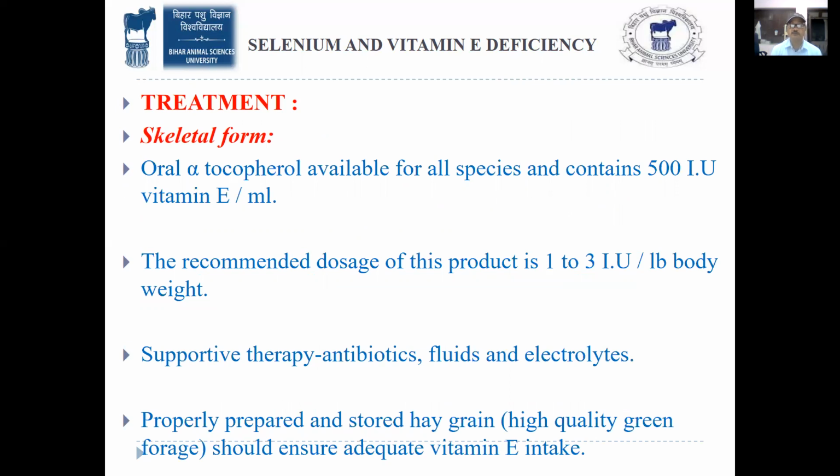Skeletal forms can be treated with oral alpha tocopherol, which is now available for all species and contains 500 international units of vitamin E per ml. The recommended dose of this product is 1 to 3 international units per pound of body weight. Supportive therapy with antibiotics for secondary pneumonia and decubital lesions is given. Fluids and electrolytes are also supportive therapy. Properly prepared and stored hay and grains with high quality green forage should be given to ensure adequate vitamin E intake.